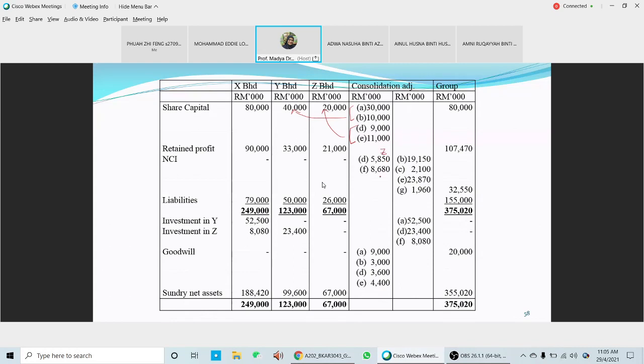Okay, 19 here is from the journal entry B, related with the Y. And then 2.1 here is the share of profit. Okay, 23,870 here is the share in Z. And then 1960 is the profit inside, share of profit inside. Okay, investment we need to eliminate. Yeah, also eliminate. And then this one we also need to eliminate.